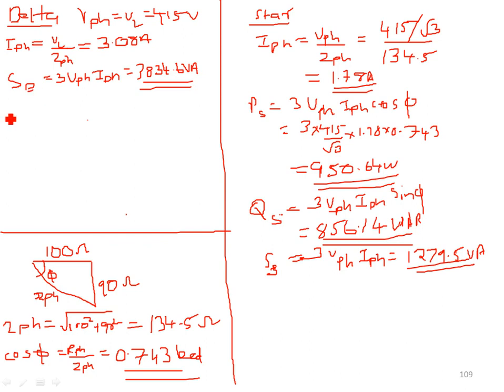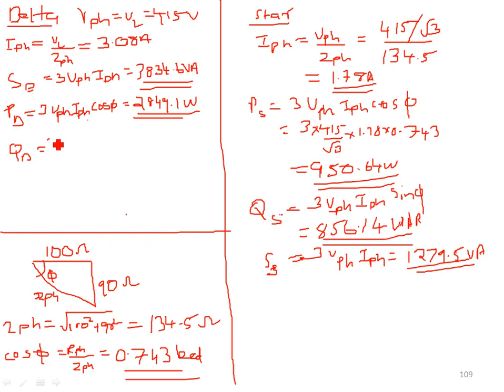That is S in delta. Now coming to active power. Active power is given by PD or P delta, 3 times V phase, I phase into cos phi. That is 3834.6 into cos phi, 0.743. That is equal to 2849.1 watt.